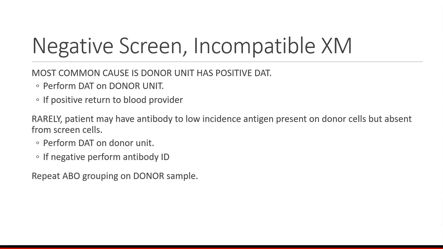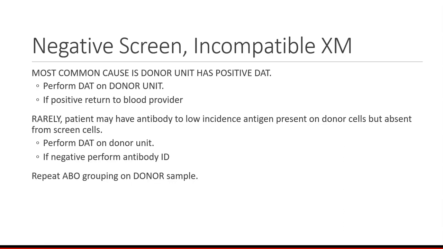Rarely, the next reason is that a patient may have an antibody to a low incidence antigen that's present on the donor cell, but it's absent from the screen cells. So you still perform the DAT on the donor unit, and if it's negative, then it points to this scenario, and you would want to perform an antibody ID. I've seen it happen just so very rarely. Anti-JSA, a very, very low frequency antigen that many times the screen cells are negative for, I actually picked up in the cross match. What if I had missed that?